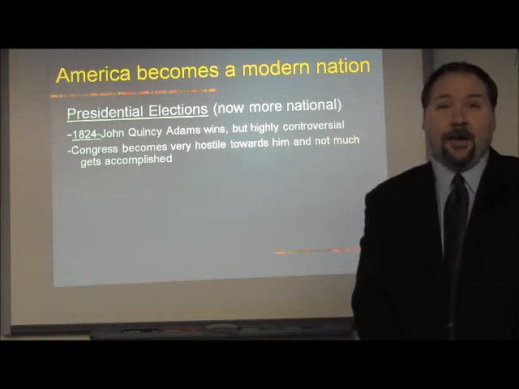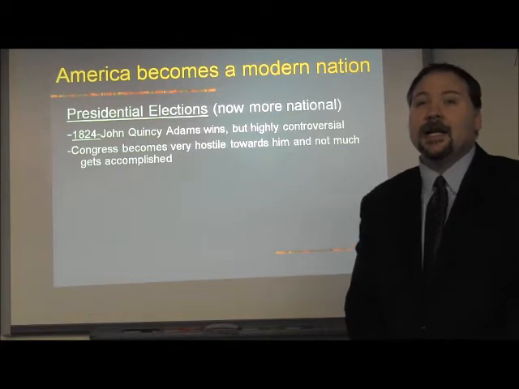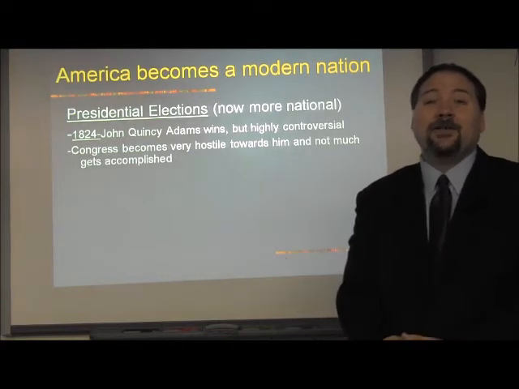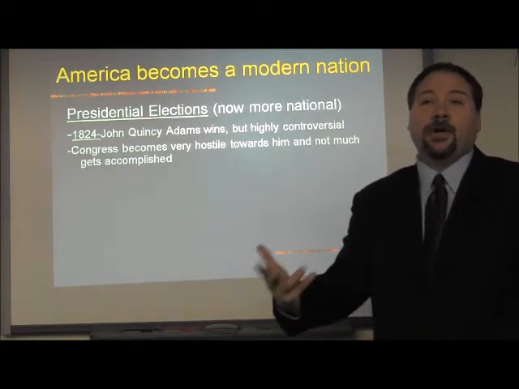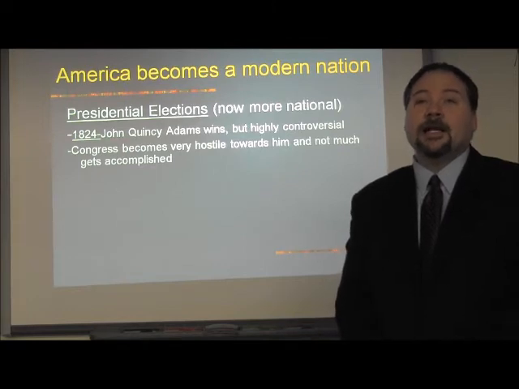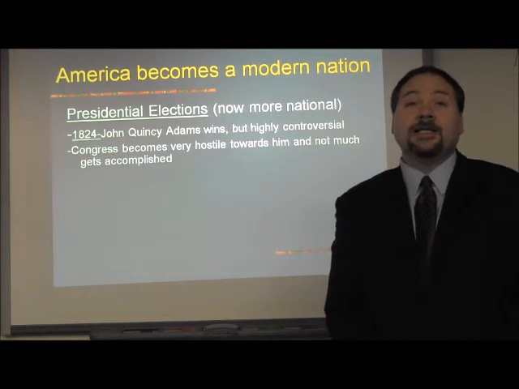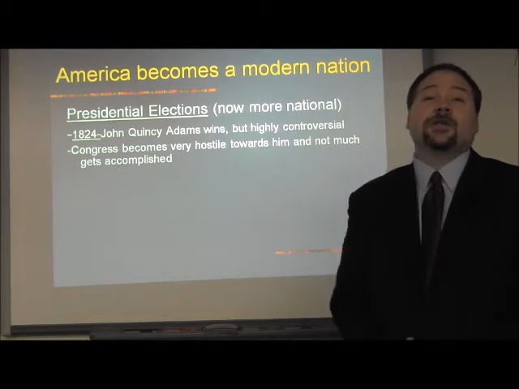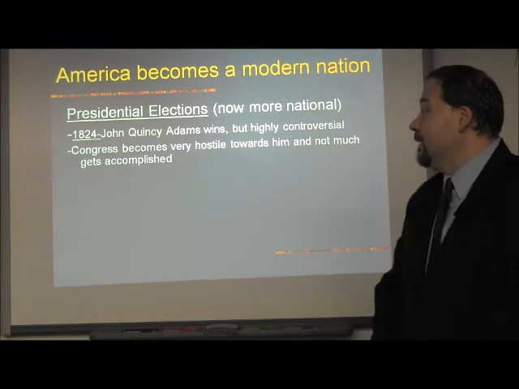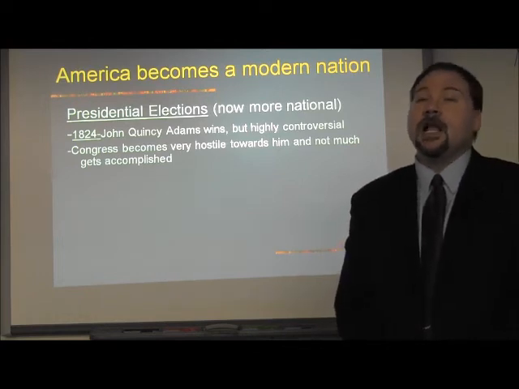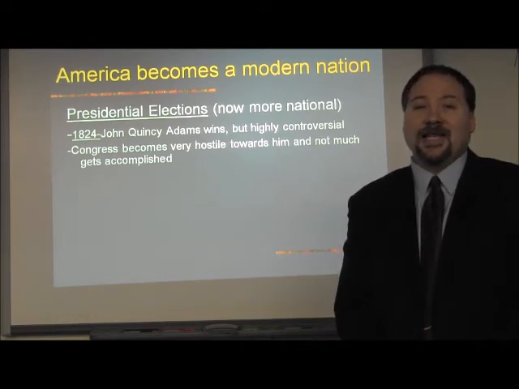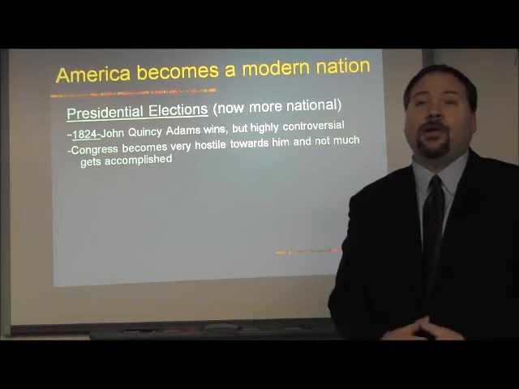What is believed to have happened is that John Quincy Adams makes a deal with one of the other candidates, gives him a job in the cabinet as Secretary of State. It's our buddy Henry Clay from the West, and that gives Adams enough votes to become president. This angers a lot of people in Congress, and as you can see, they become very hostile towards him, and he doesn't get a lot of laws passed because they kind of stonewall him.